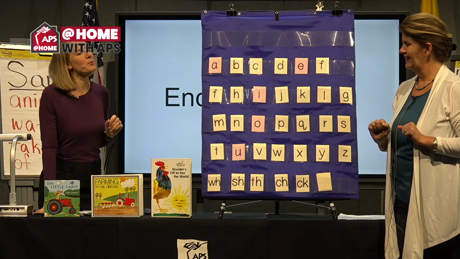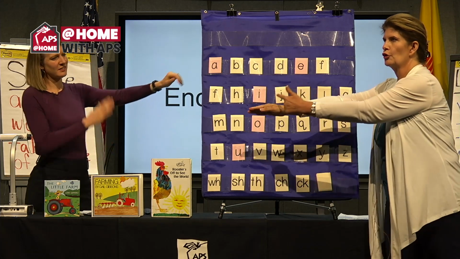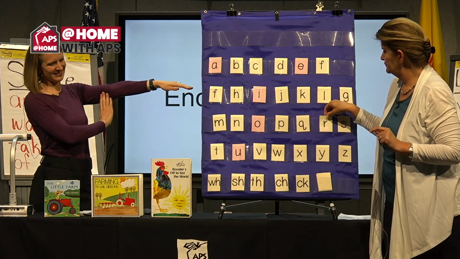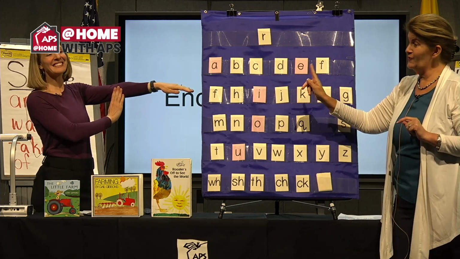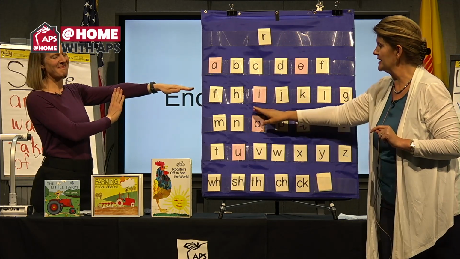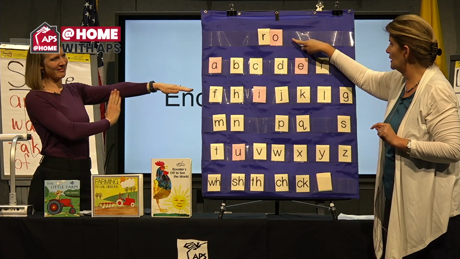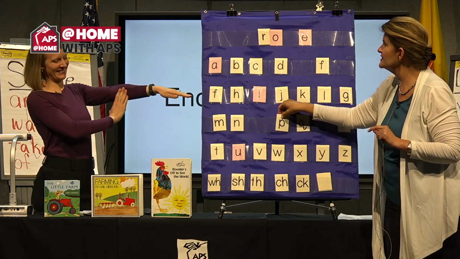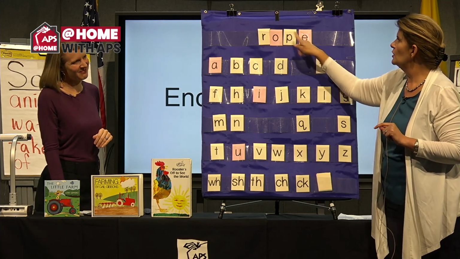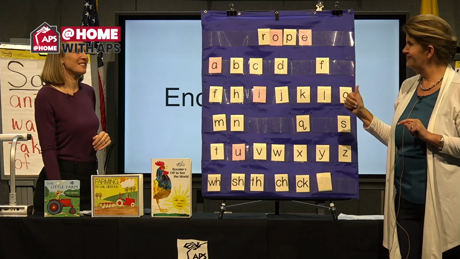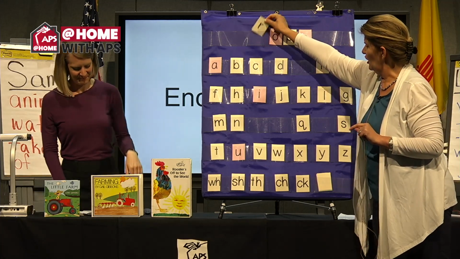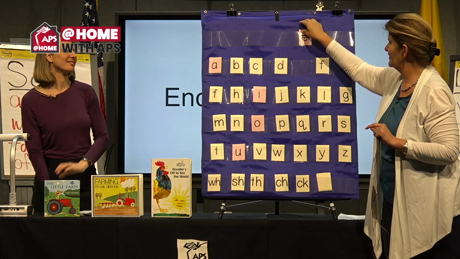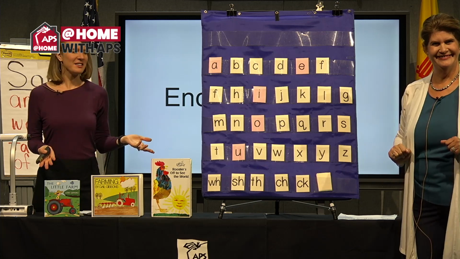Let's do one more word. Ready? I am. Rope. R, O. In order for O to say its name, it's going to have to be O consonant E. Now, rope. I'll stick that P up there. Rope. R-O-P-E. Excellent. Let's spell it away. R-O-P-E. Rope. Great job, Miss Mary.